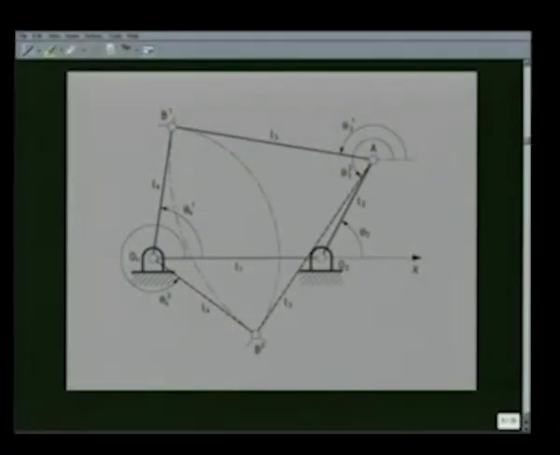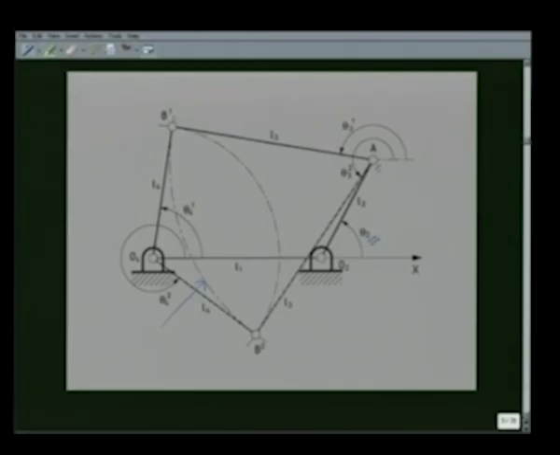This aspect is very clear if we solve the same problem by graphical methods. Suppose we are given L1, that is the length O4 O2, the link length L2, that is O2A, and the angle theta 2. All these are prescribed. So, we reach from O4 O2 to A. The link lengths L3 and L4 are given. So, I can draw a circular arc with A as center and L3 as radius, and we get this circle.